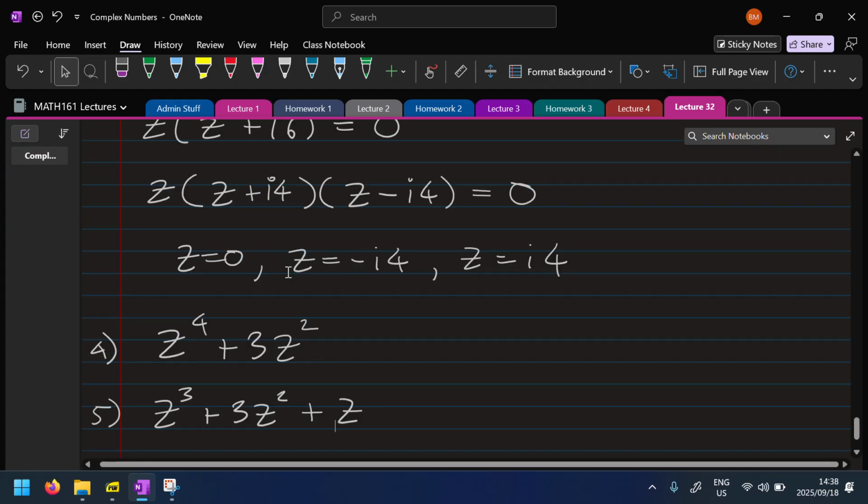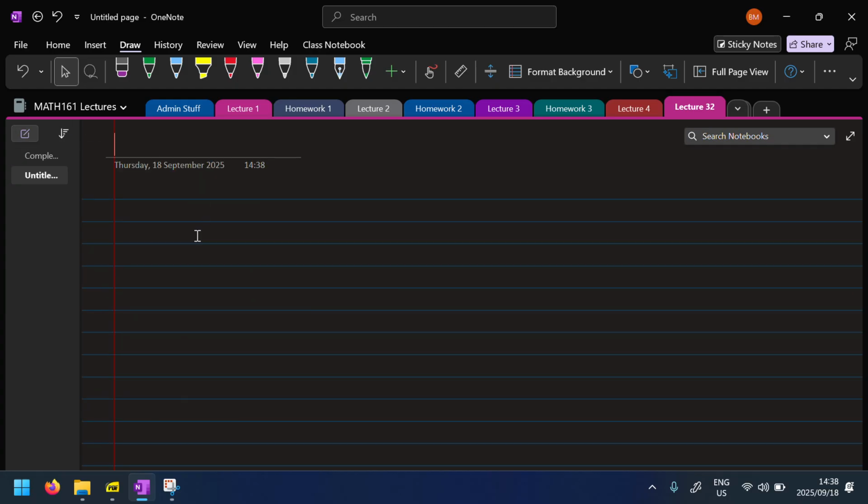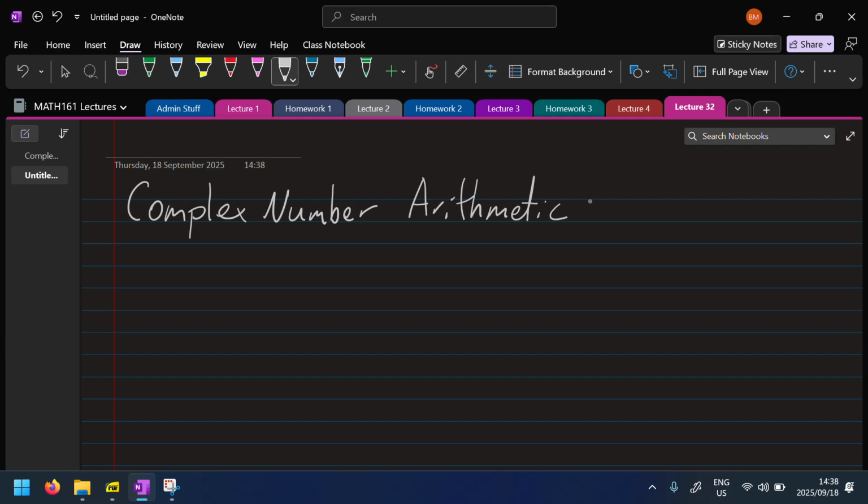Okay, next bit, complex number arithmetic. Just a note for the quiz after the holiday, the week when we get back, it will be on the factoring that we just covered, and this part, the complex number arithmetic. That'll be for the quiz, just those 2 things. More to come, but that will be afterwards.